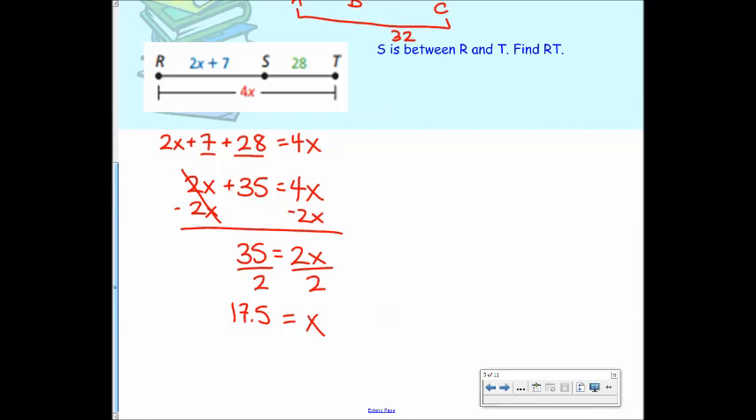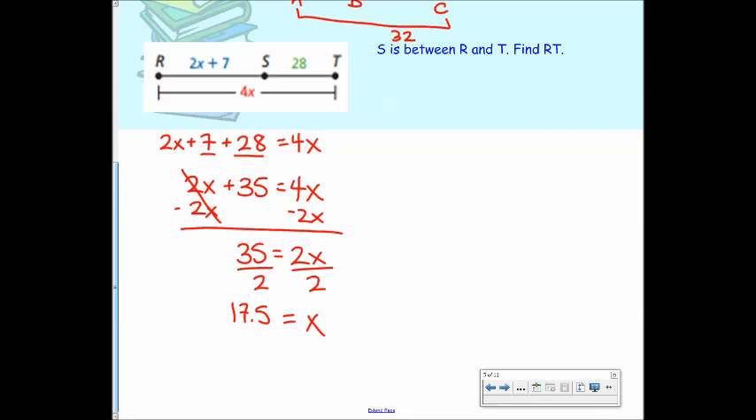17.5. You guys will always be able to use calculators in this class, so if I do that part quickly, it's just because I know in reality you would use a calculator, okay? So 17.5 equals X. Now, go back to the question. What does the question ask you to find? RT. So is it asking me to find X? So what do I have to do now? Last thing.